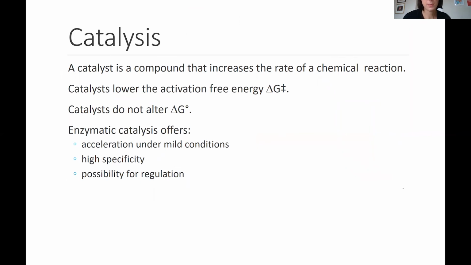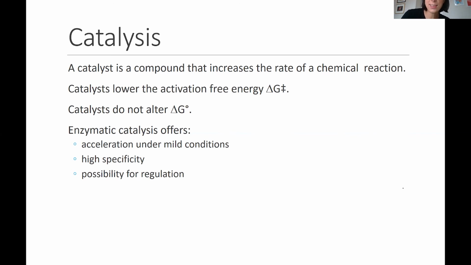Now, another thing we talked about in bioenergetics: how we make a reaction go faster. We just talked about coupling, what that looks like, the equations we use when talking about coupling reactions. But we also talk about catalysis.